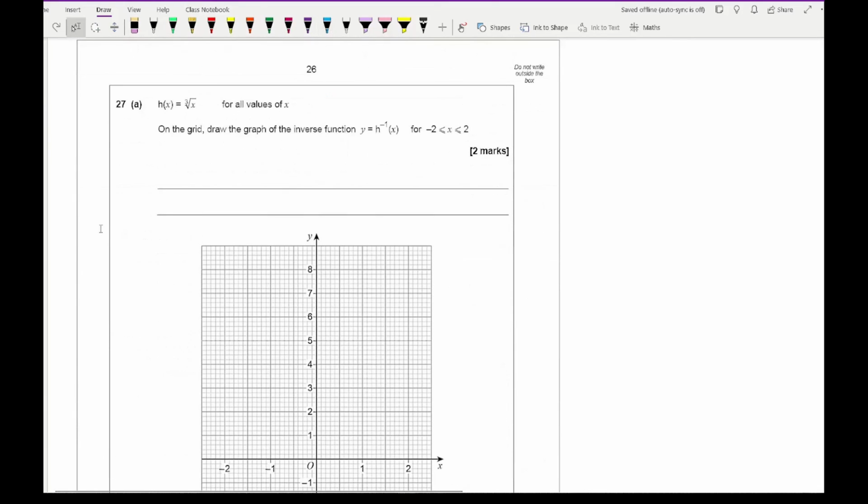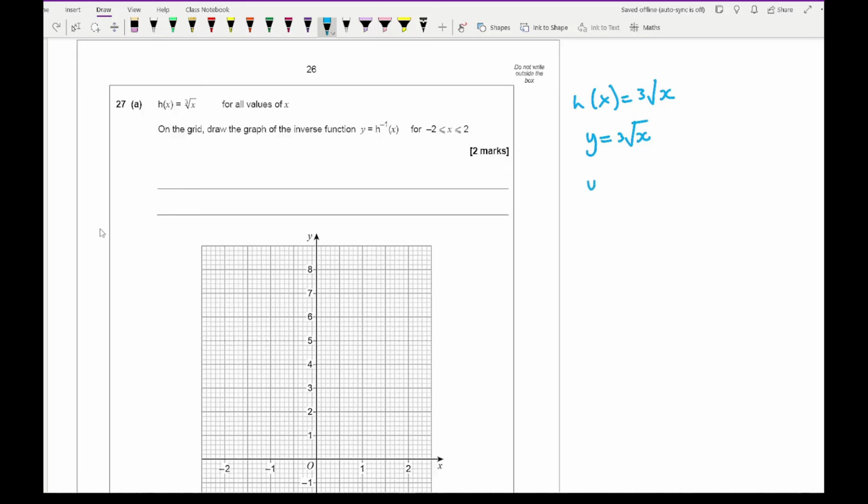Then working out question 27, it says the function h(x) is equal to the cube root of x, for all values of x. On the grid, draw the graph of the inverse function. Now, if h(x) is equal to the cube root of x, then to work out the inverse function, I make the function equal to y, and then make y the subject.